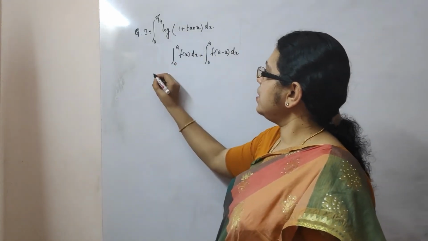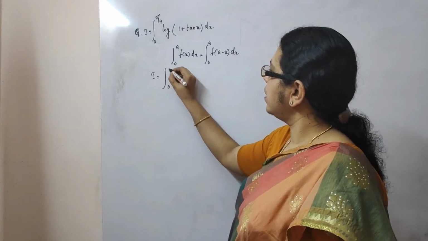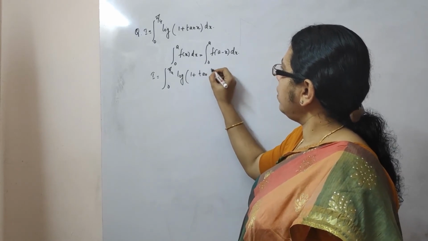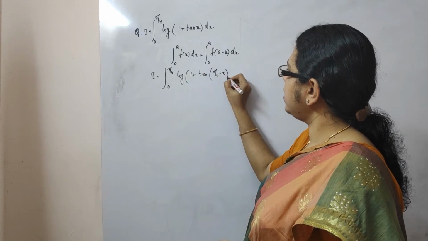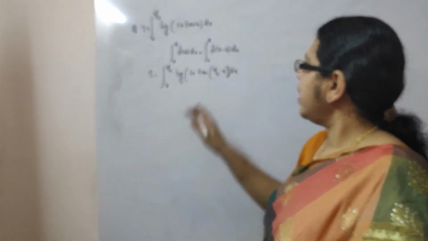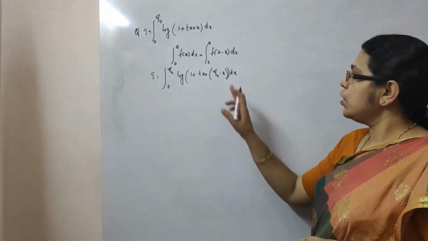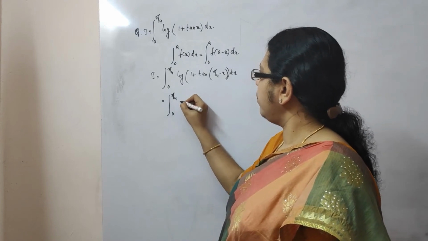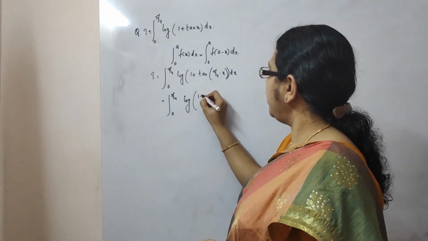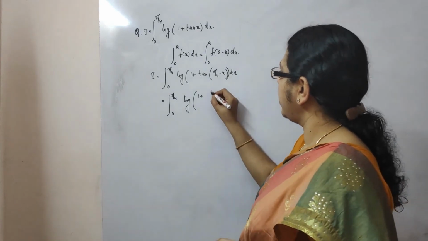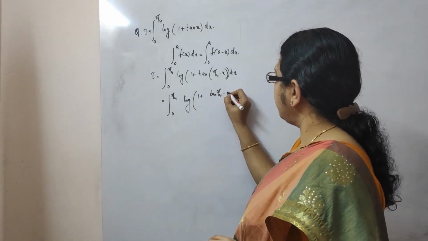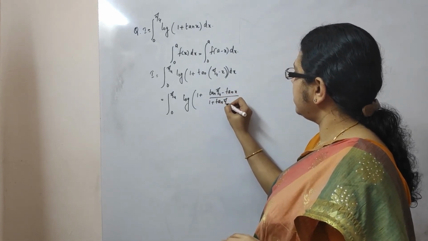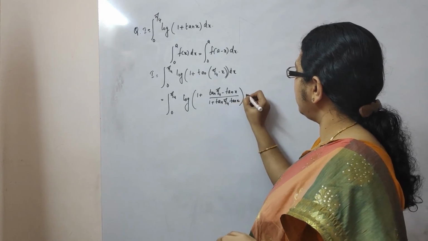Okay, so here if this is I, again I can write I is equal to integral 0 to pi by 4 log of 1 plus tan of pi by 4 minus x into dx. Okay, so that is in the place of a I have pi by 4. So pi by 4 minus x into dx. So this is equal to integral 0 to pi by 4 of log of 1 plus, now tan of x minus y, that is tan x minus tan y by 1 plus tan x tan y, isn't it? So I have the expression in this form.